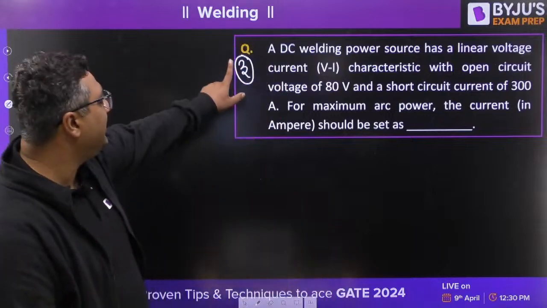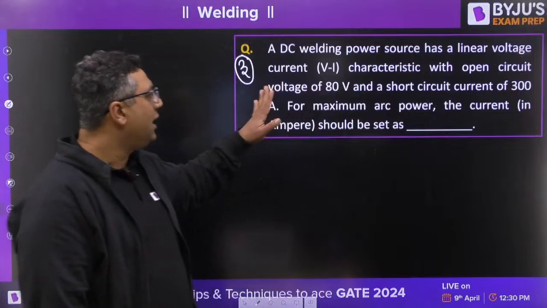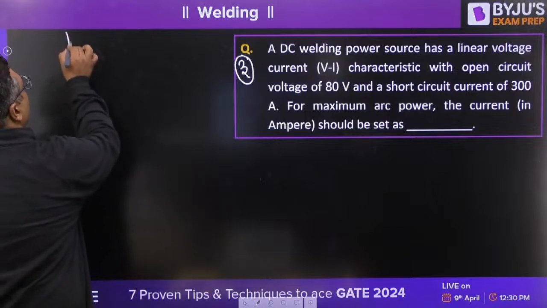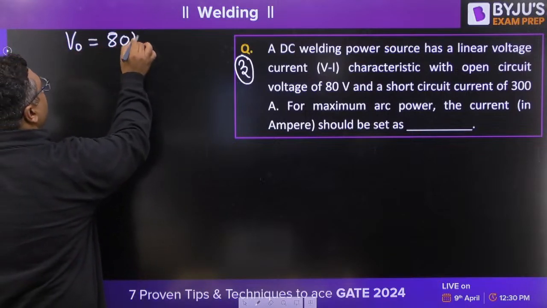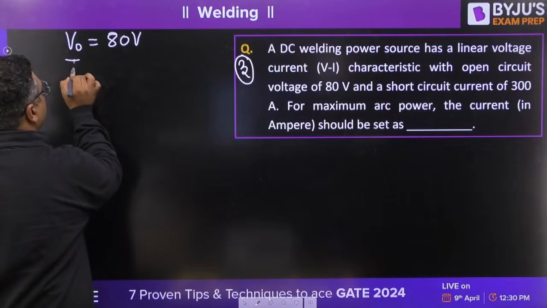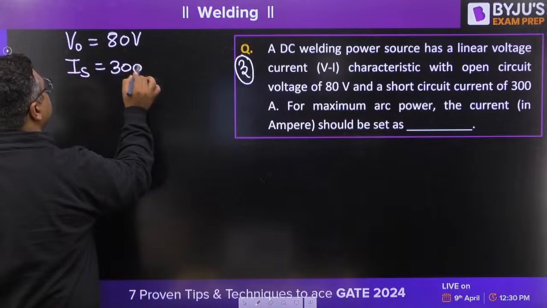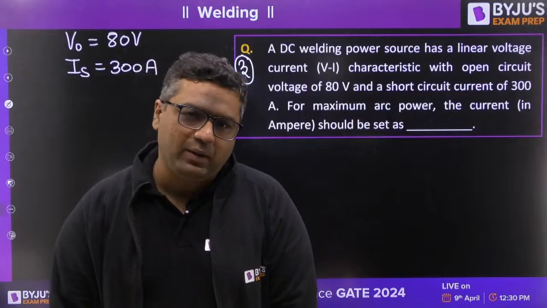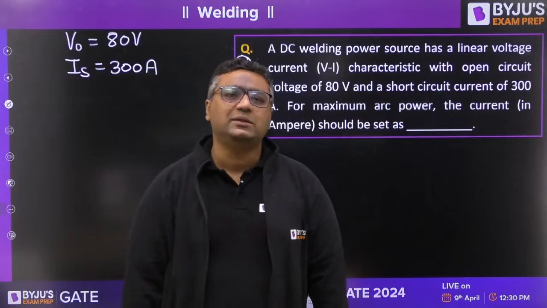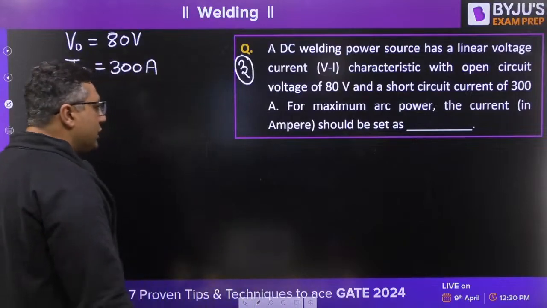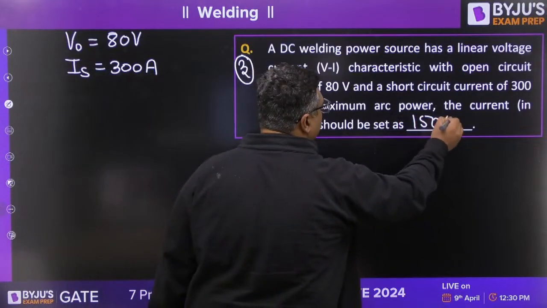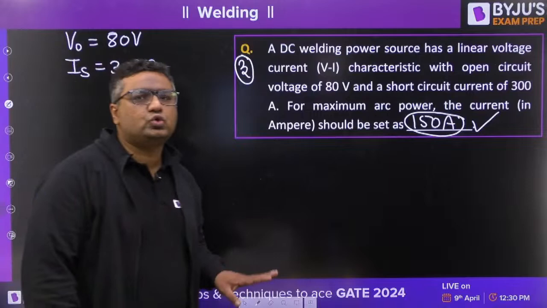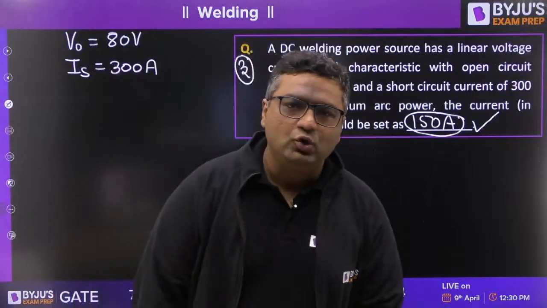The question says a DC welding power source has a linear voltage characteristic with open circuit voltage V naught 80 volt and short circuit current of 300 amperes. You need to find out the current for maximum arc power. I feel Kiran once again has given the answer, 150 ampere, and I am saying yes, the answer is correct. So guys, let us see how to solve this type of question. Yes, optimum is IS by 2.